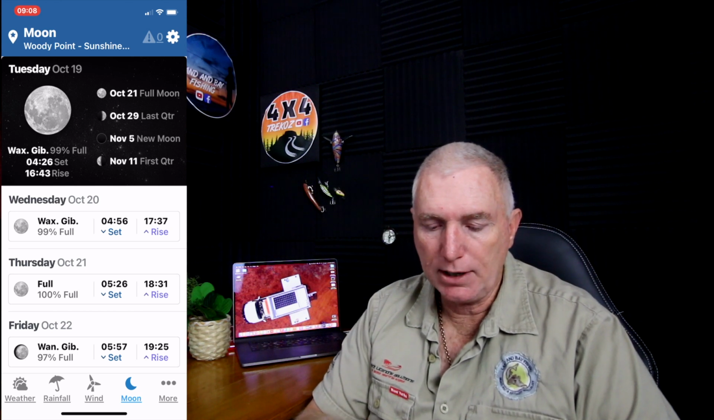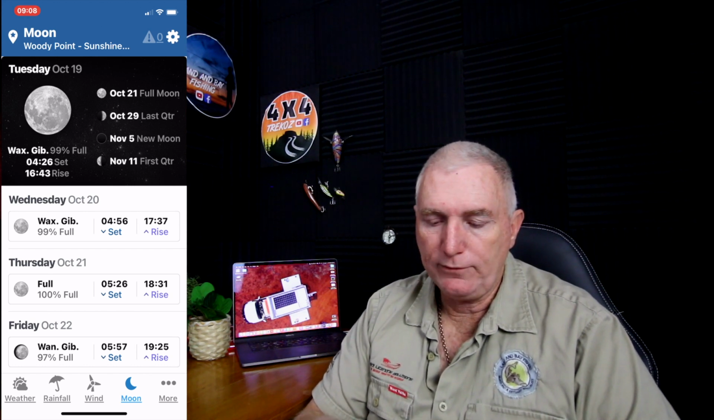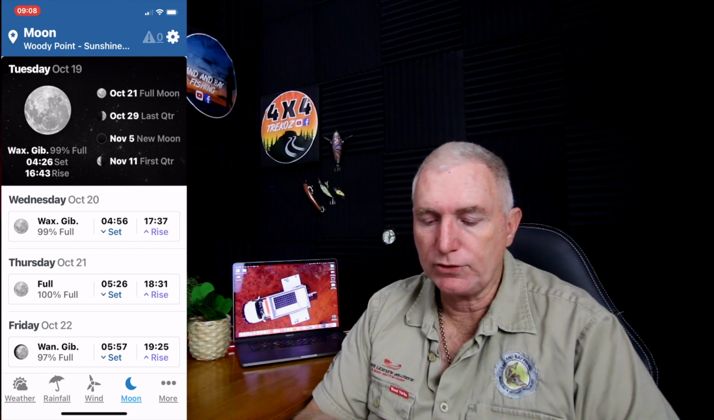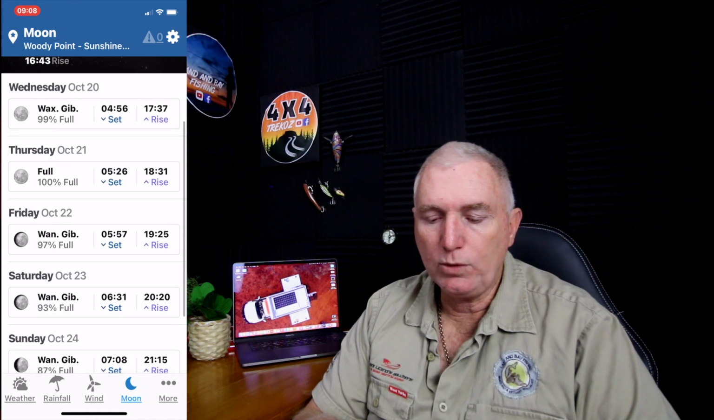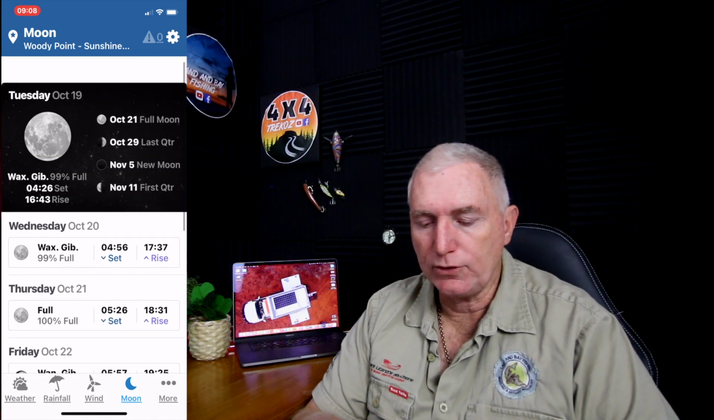The tides are 2 meter tides. The moon phase at the moment is very close to a full moon. We've got the full moon on the 21st of October, which is the day after tomorrow. And we've got a quarter moon on the 29th of October for your neap tides. And I can see here the wind over the next few days.